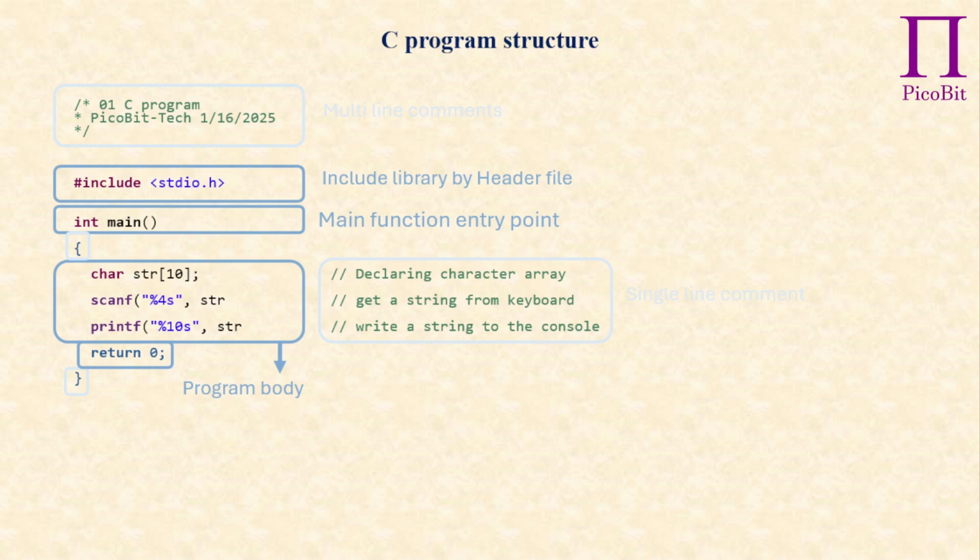Blocks and scope. In C, a block of code is enclosed in curly braces. A block may contain multiple statements. The scope of a variable refers to the region in the code where it can be accessed. Local scope. A variable declared inside a function is local to that function and cannot be accessed outside. Global scope. A variable declared outside of any function has global scope and can be accessed throughout the program.